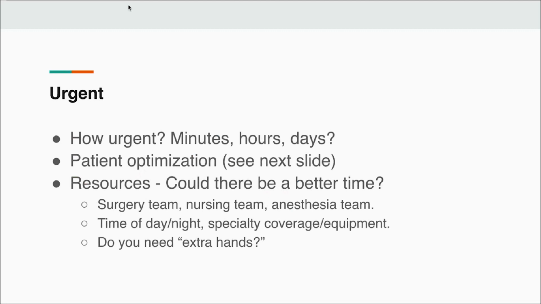Is it at the end of a really bad night and is the entire team exhausted? Do we have the reps here? Do we have all the special equipment that we might need? Do we need extra hands there? Is it a case where we don't think we'll be able to do it by ourselves and it's overnight and maybe we need another anesthesiologist or a nurse anesthetist or an anesthesia assistant to be there to help us with that procedure?